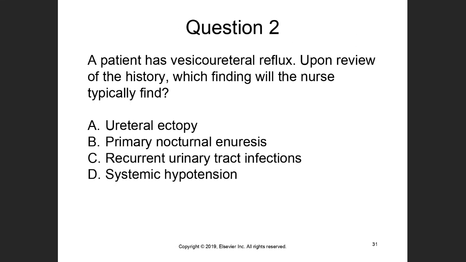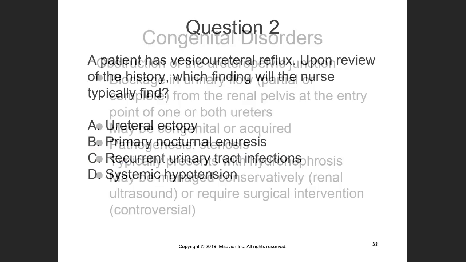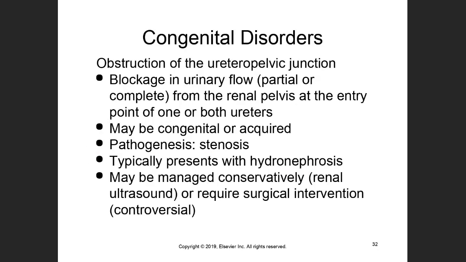We have question number 2. A patient has vesicoureteral reflux. Upon review of the history, which finding will the nurse typically find? Okay, and the answer is this one. Exactly, recurrent. You see, you have urinary reflux, you're gonna have recurrent urinary tract infection, recurrent UTI.